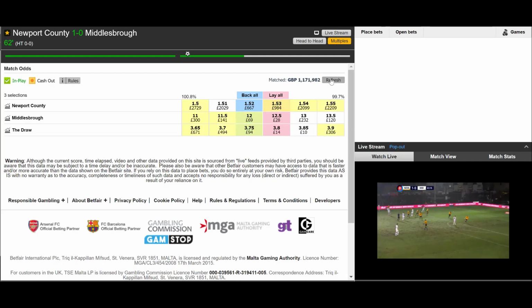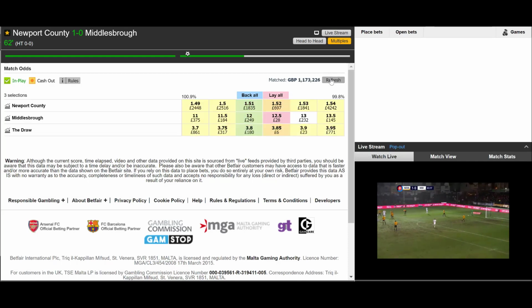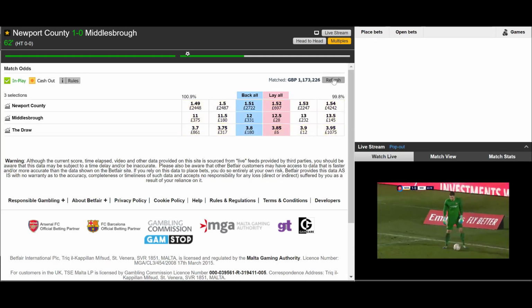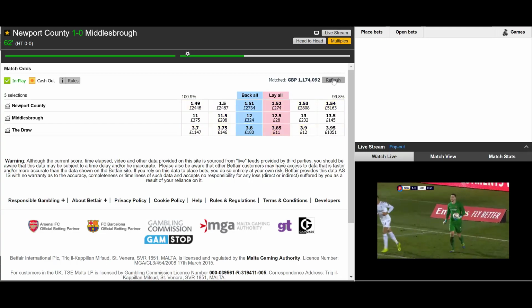It's 63 minutes on the clock. Let's see how this develops. If you don't hear from me again, then you know that Middlesbrough haven't actually done anything in this match.